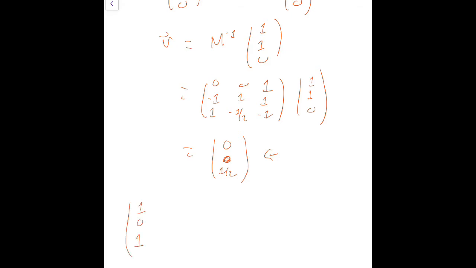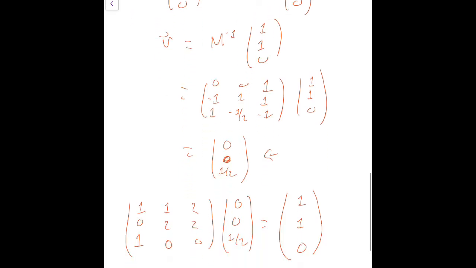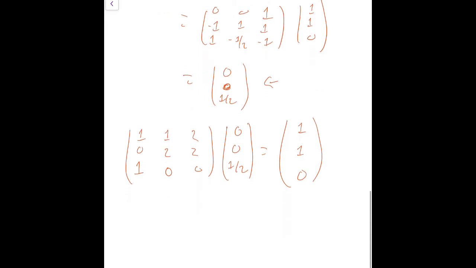You can scroll back above. M is equal to 1, 0, 1, 1, 2, 0, 2, 2, 0. And we're going to multiply it by 0, 0, 1/2. The first entry is going to be 0 plus 0 plus 1/2 times 2, which is 1. The middle entry is also going to be 1, and the bottom entry is going to be 0. So everything checks out for that problem. So the solution to MV equals 1, 1, 0 is the vector 0, 0, 1/2.